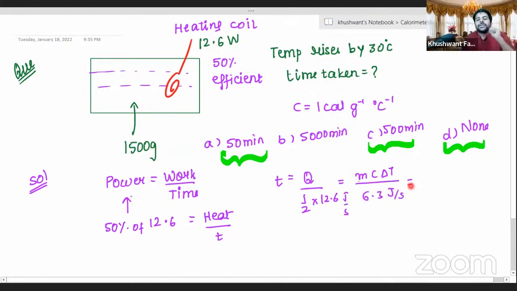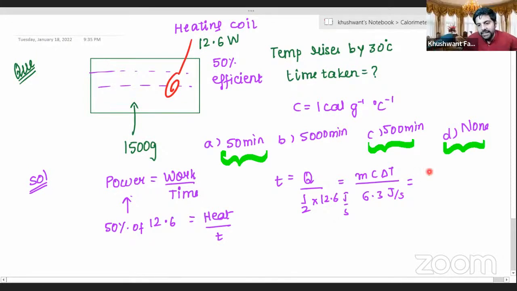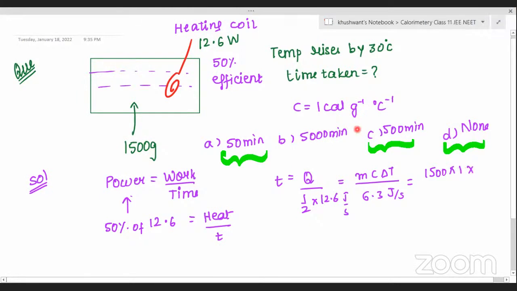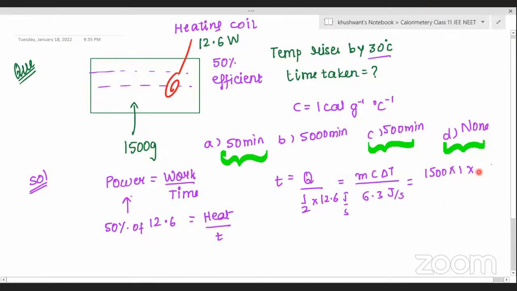Now let's substitute the values. How much amount of water is being heated, Makesh? 1,500 grams, sir. Good. So let's write that 1500 over here. What is the specific heat capacity of water that we know? 1 calorie per gram per degree Celsius. Yes. And what is the change of temperature that we are looking for? 30 degrees Celsius. Let's substitute that.